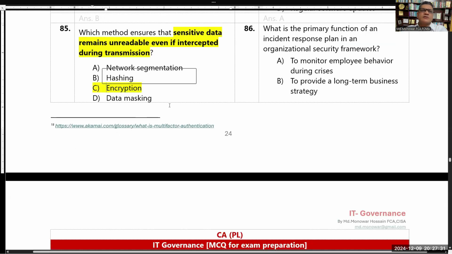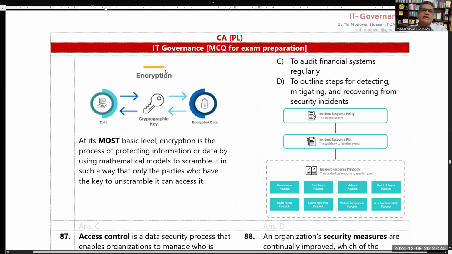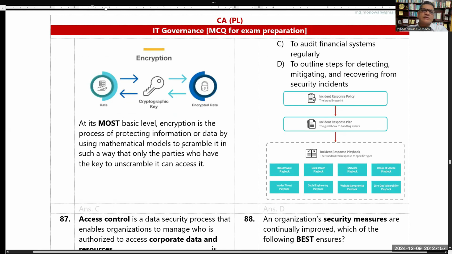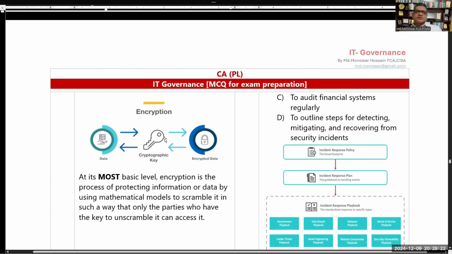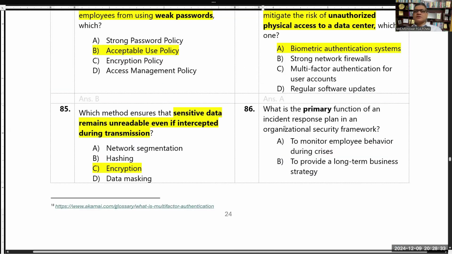Data encryption. So encryption, this method ensures the sensitive data remains unreadable even if intercepted during transmission. So the encryption, the data encrypted: at the most basic level, encryption is the process of protecting information or data by using mathematical models to scramble it in such a way that only the parties who have the key to the encryption model can read it. What is the primary function of an incident response plan in an organizational security framework?